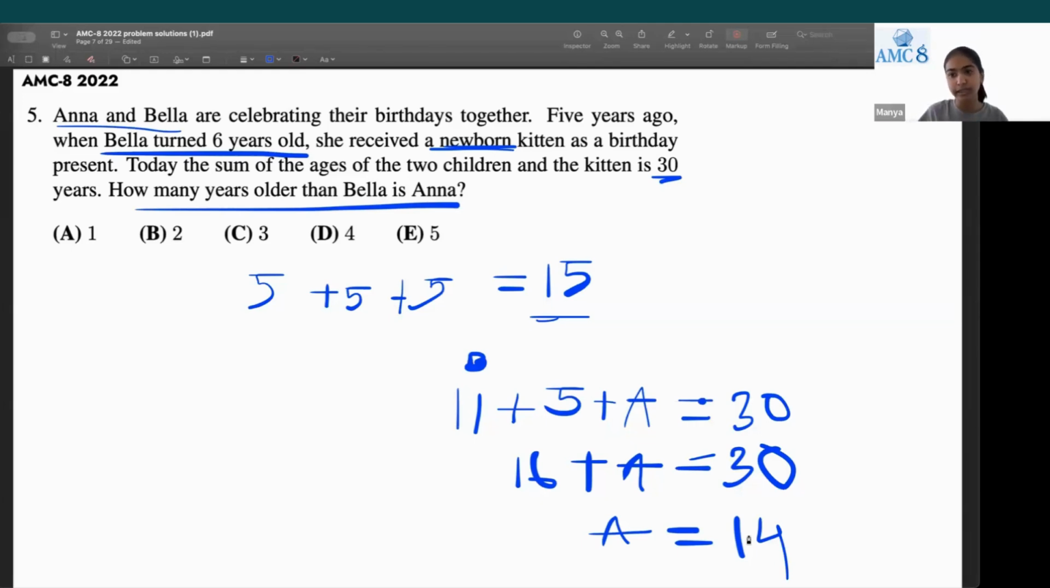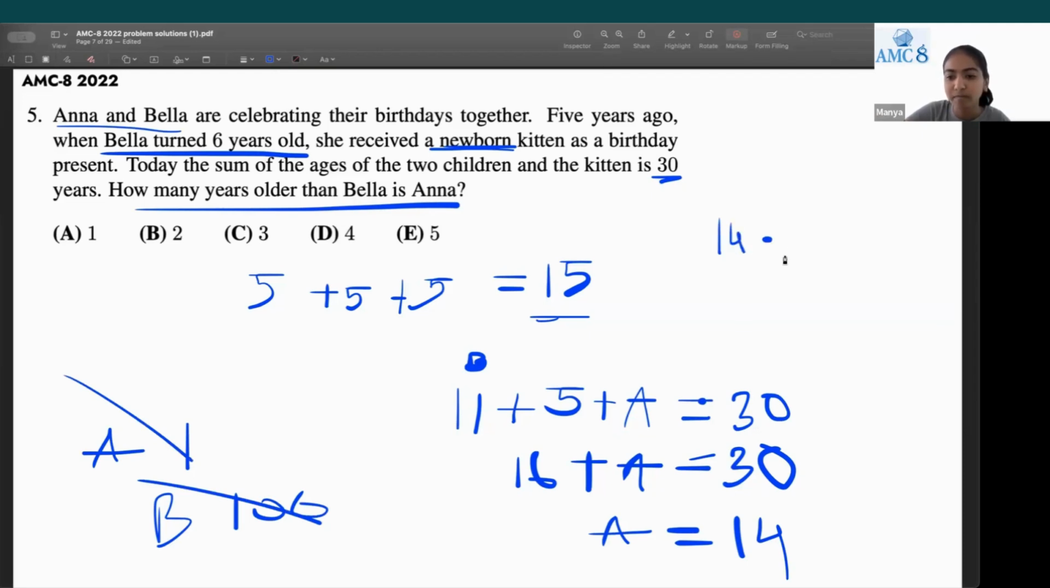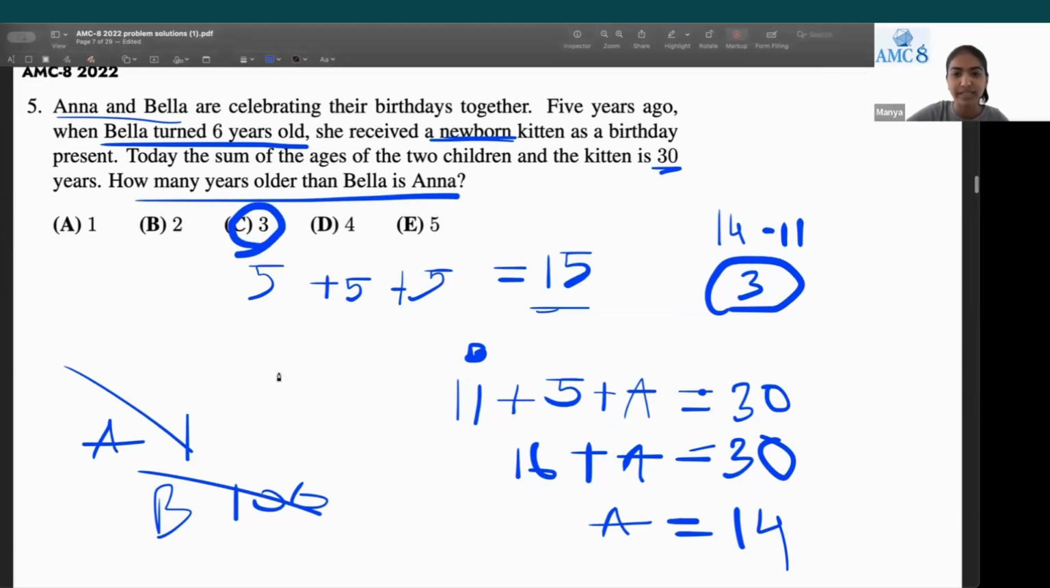The age gap will just stay the same. Randomly, Anna can't be 1 year old and Bella can't be 100 years old. The age gap will still be the same. And so we're going to do 14 minus 11 to find the age gap between them. 14 minus 11 is equal to 3. And that means that Anna is 3 years older than Bella. And that's how we got our answer choice C.